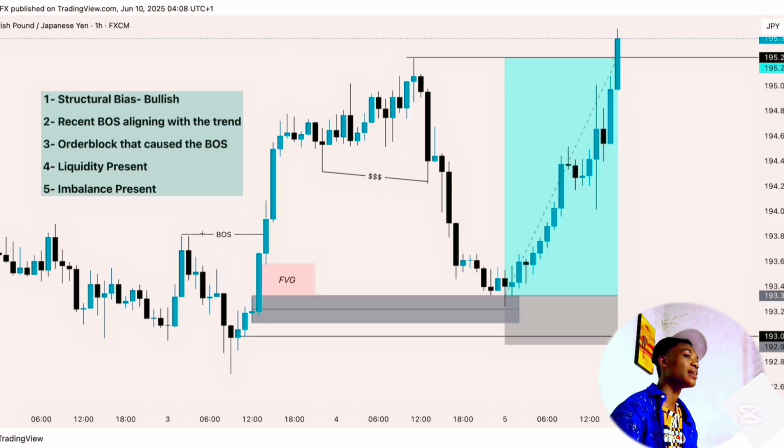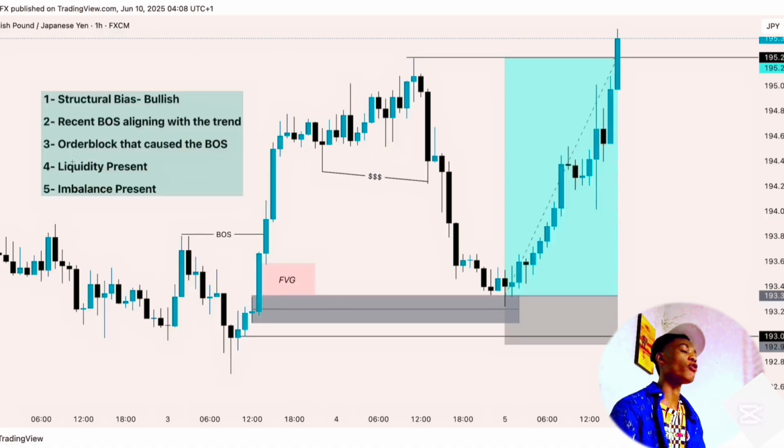This is it. You can see the recent break of structure here. Now, the order block that caused the break of structure, you can see how I highlighted it. Once I get my break of structure and map out the origin that caused the break of structure, which is my order block, I am getting ready to take trades from the order block mapped out.